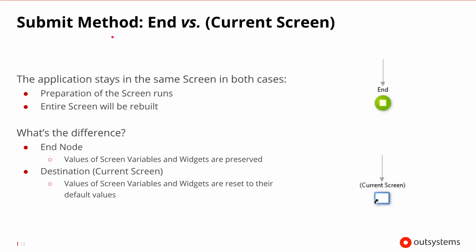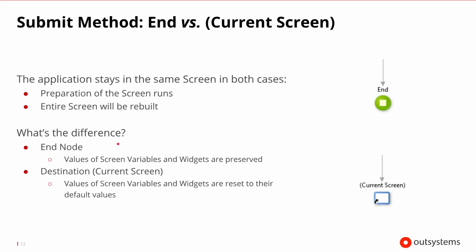Now, when we're in a submit method, what's the difference between going to the end node and asking it to navigate back to the current screen? It would seem that if the application is going to stay on the same screen in both cases, then the preparation is going to get run and the entire screen will be rendered and rebuilt. So are these two things different, or what happens? And the answer is yes, they are different.